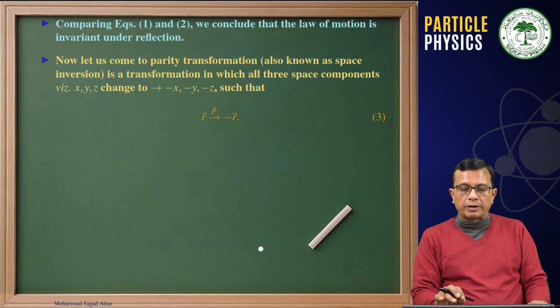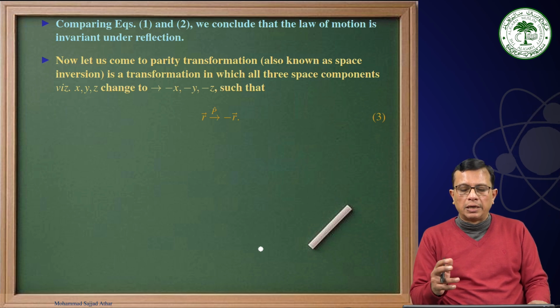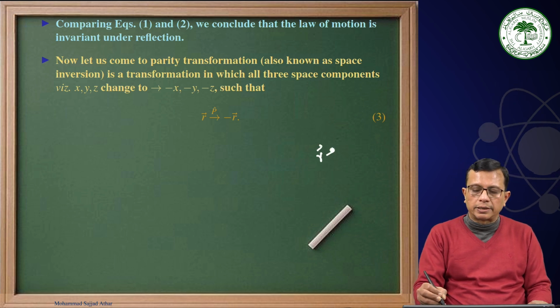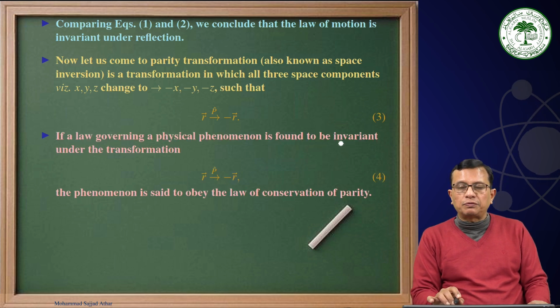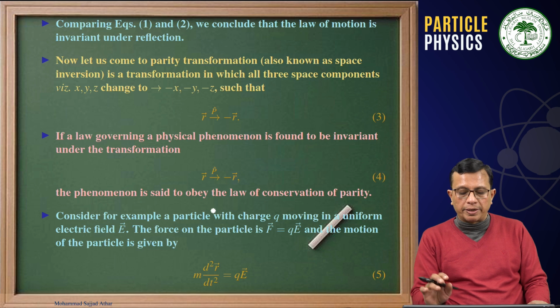Now let us come to the parity transformation. In this transformation, all space components, that is x, y and z, change to minus x, minus y and minus z. Because mirror symmetry, when we talk about that, it is a two-dimensional thing. Here we are talking about three dimensions, that is why we have written r changes to minus r. If a law governing a physical phenomenon is found to be invariant under this transformation, the phenomenon is said to obey the law of conservation of parity.